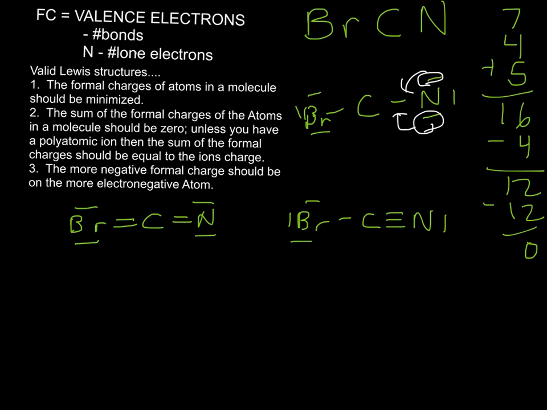Or, for that matter, we could have a situation where bromine shares 2 pairs and nitrogen's the greedy, selfish pig and doesn't share any. What are we to do? How are we to resolve this dilemma?